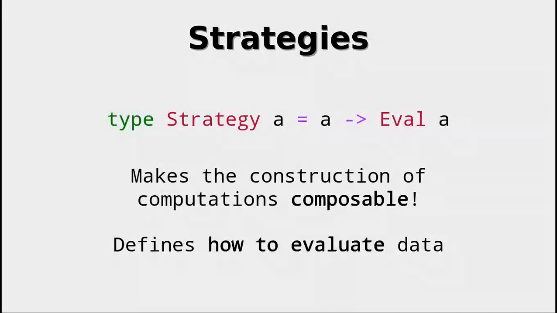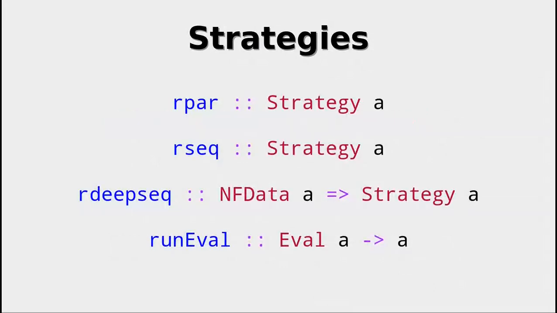The great thing about this is that we can build very, very abstract strategies for evaluation, where we basically tell the runtime system of Haskell to deep evaluate some stuff and then to sequentially evaluate, so evaluating to weak head normal form, some other stuff, and then putting it together in a parallel process, for example. And then we can apply it to some data. Okay, so what functions or what values are important for strategies? Well, the two most important ones are rpar and rseq.